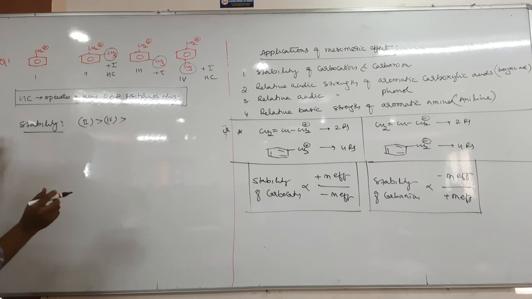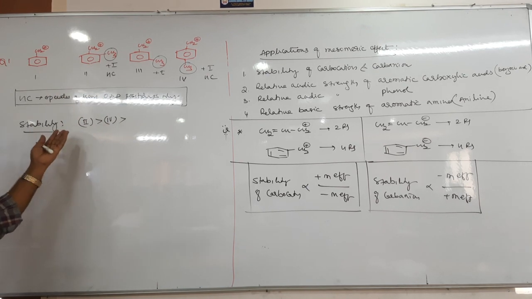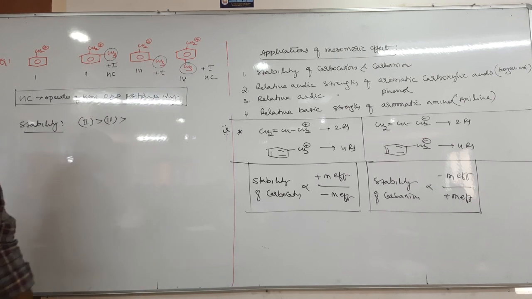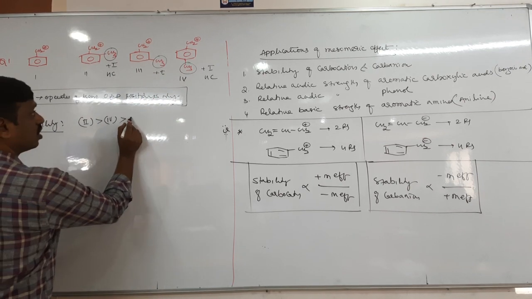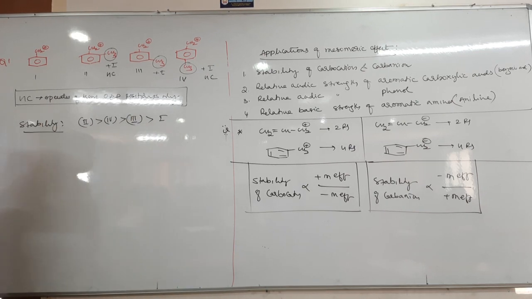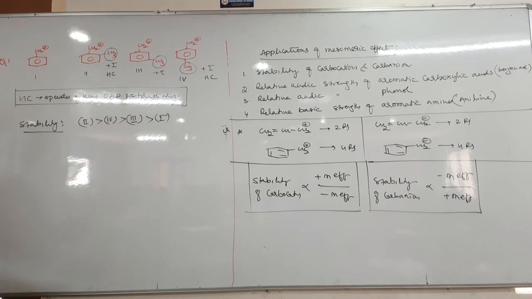And next 1 and 3. In 1 there is no electron releasing, of course no electron withdrawing, but there is electron releasing due to only plus I. That is 3, then 1. So this is the order of stability of carbocation when there is electron releasing group.